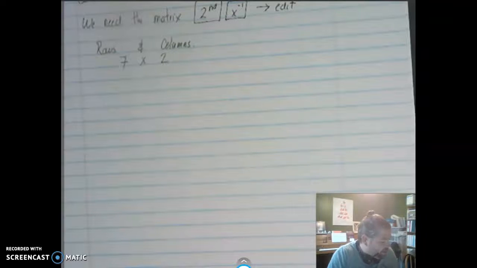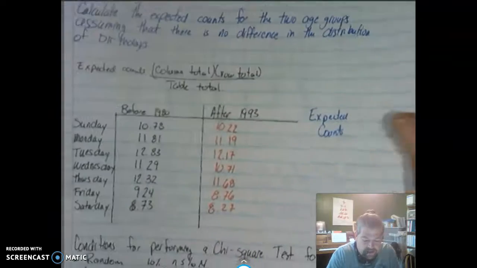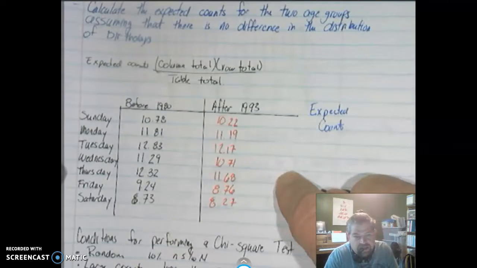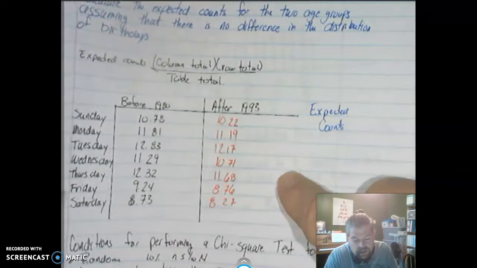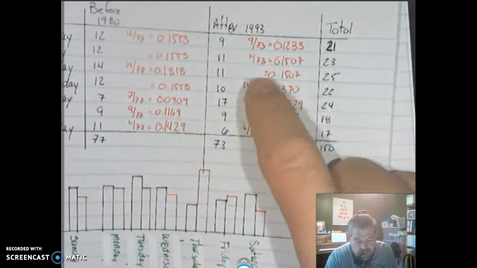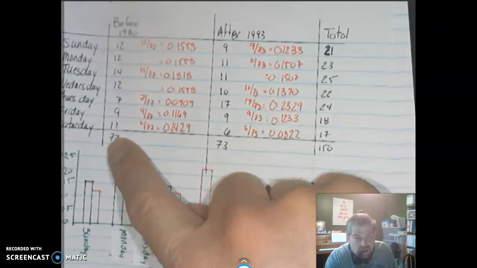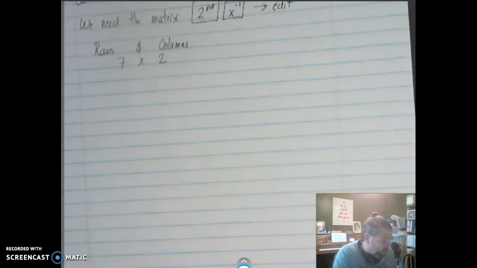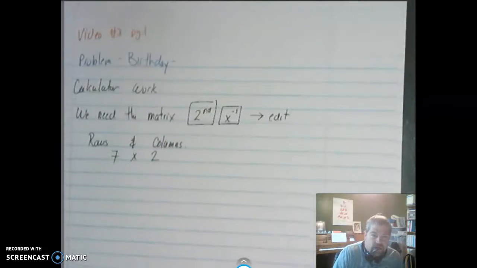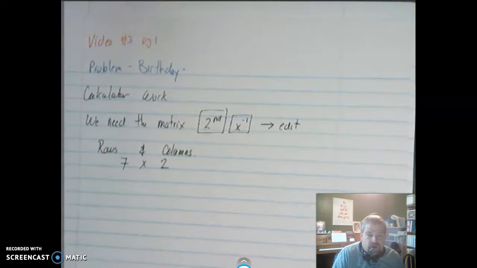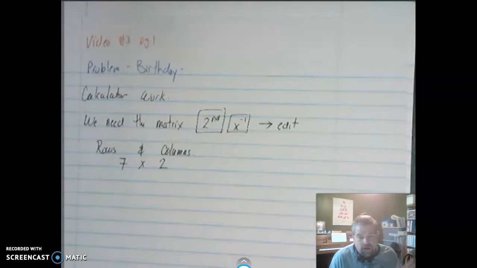Guys, so what we're going to do is the calculator work part of this. So you're going to need to know your expected chart, and we're also going to need to know our original observed value. Okay? So I'm just going to put this over here so I can get to them in a second. Then we are going to finish up our birthday problem. We're going to do it on the calculator.